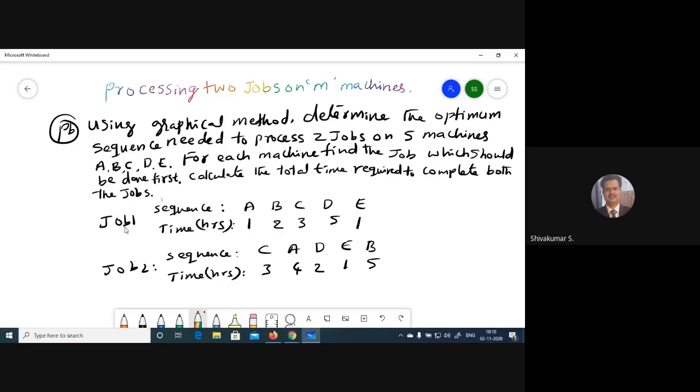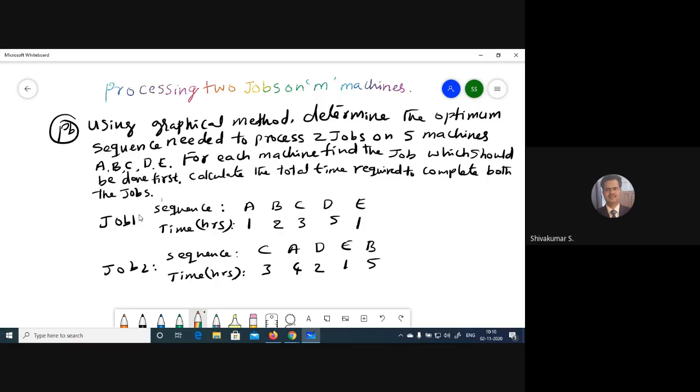Now you have two jobs, job 1 and job 2. For job 1, the sequence given in the problem is A first, then B, then C, then D, and E. And the processing time in hours: machine A takes 1 hour, machine B takes 2 hours, C takes 3 hours, D takes 5 hours, and E takes 1 hour. So these are the processing times on each machine A, B, C, D, E for job 1.